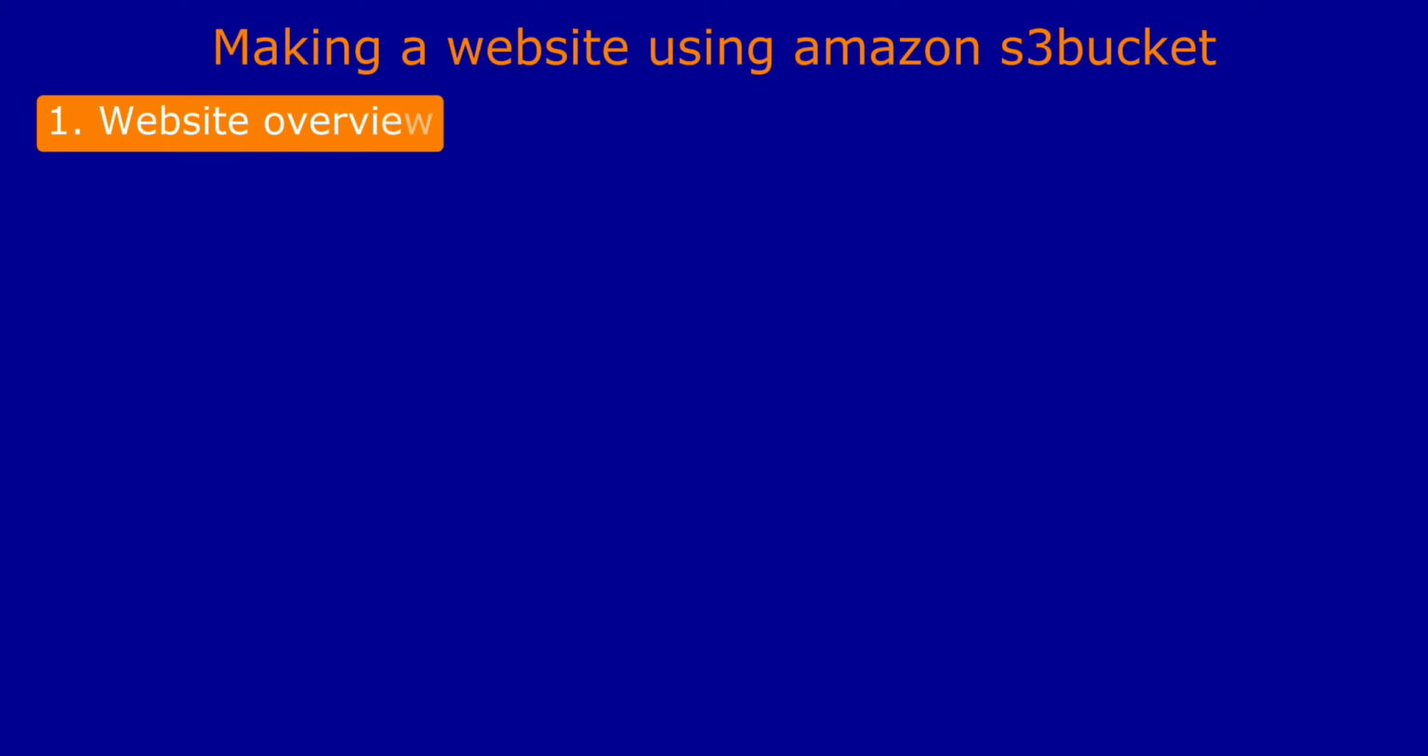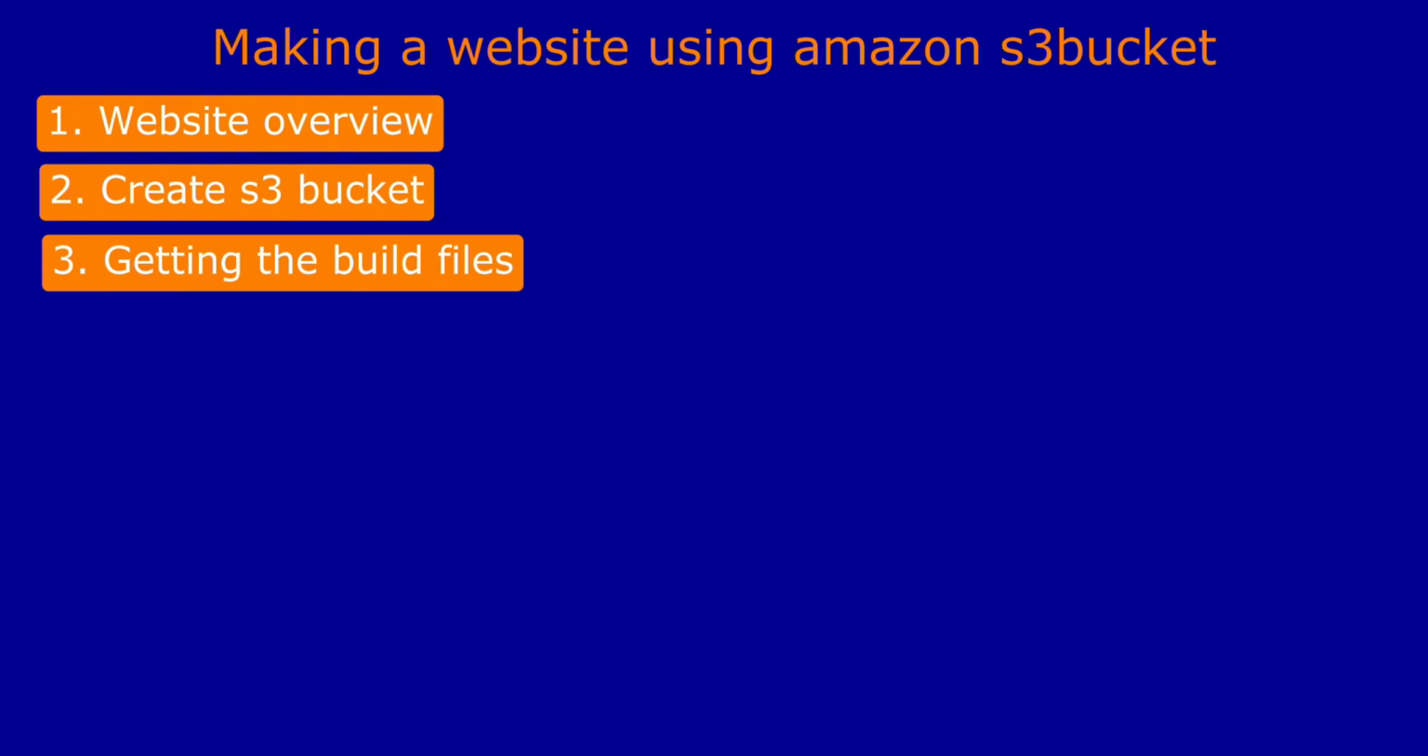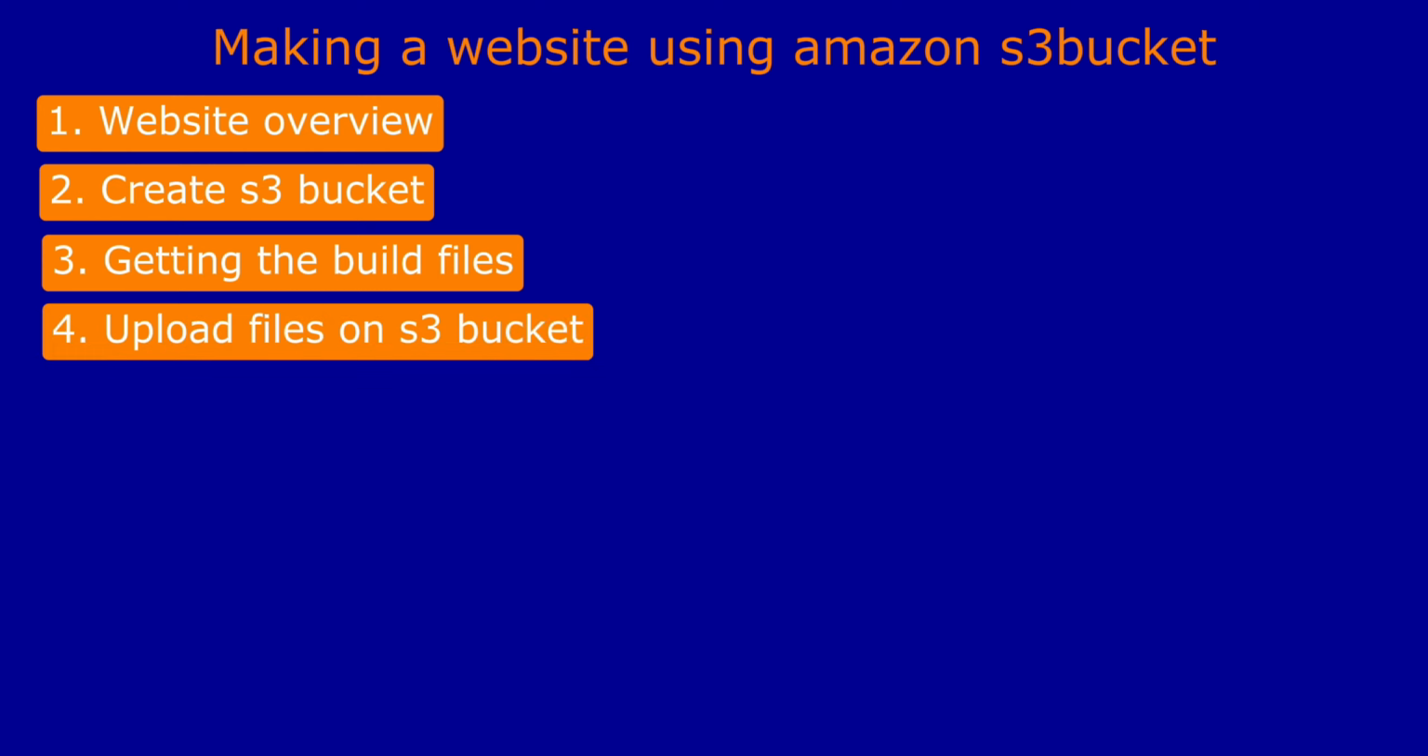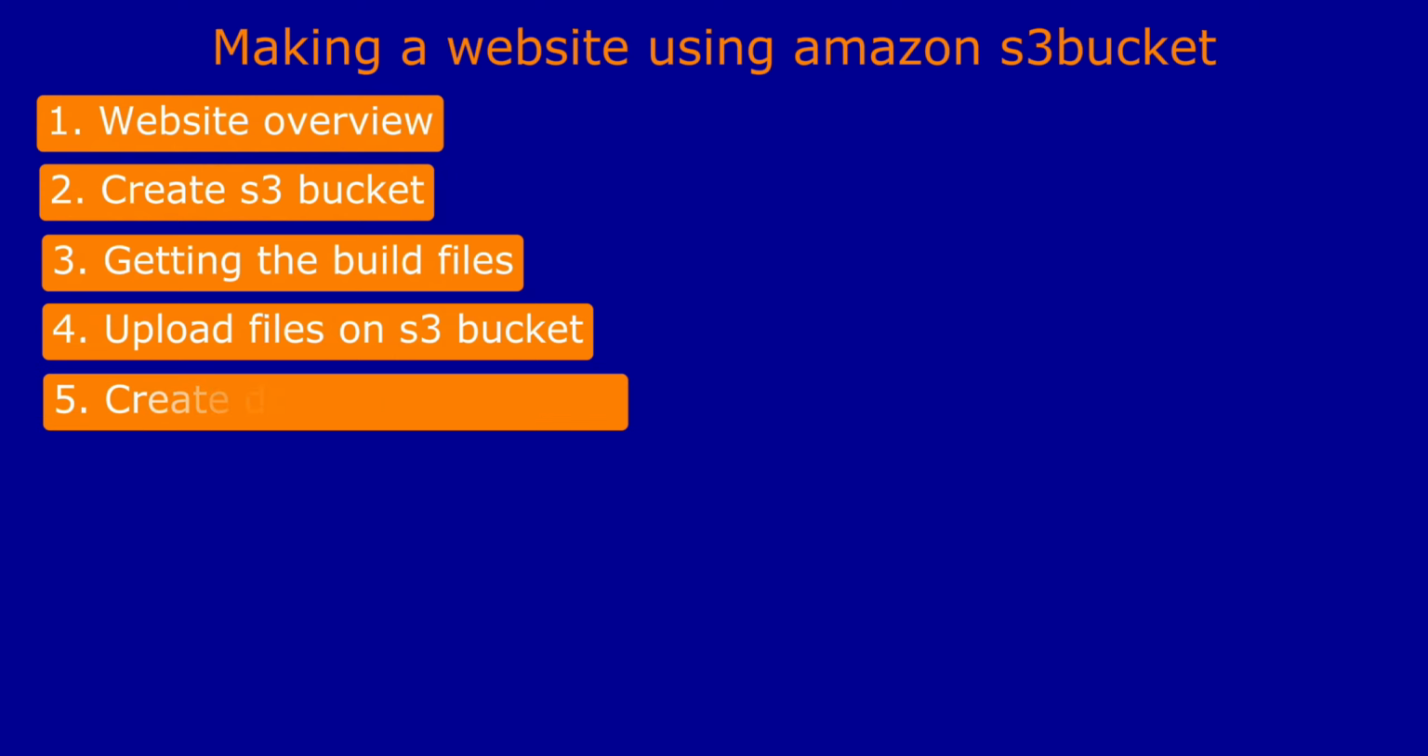Let's begin. In this video, we are gonna see how to create a S3 bucket and how to get the build files from the original website. We are done with the website overview, and you have to type npm run build in order to get the build files, and we have to tweak something in the code itself to get the build files in the out folder. I'll show it to you in the video. Also how to upload those build files on S3 bucket and how to create a domain, because obviously we need to attach a domain to our website.